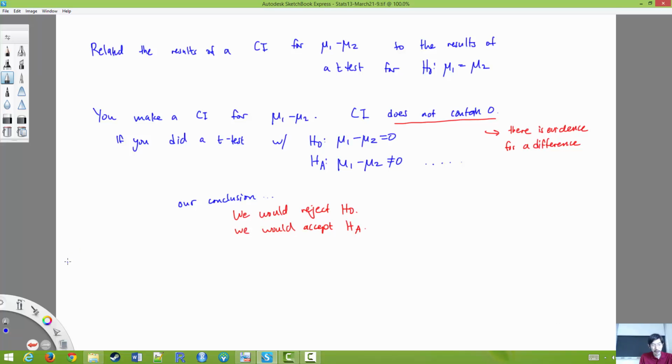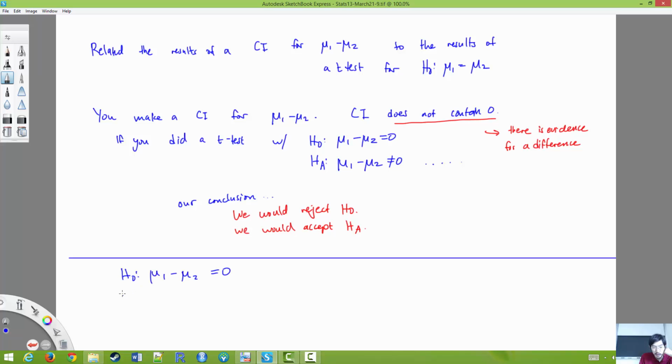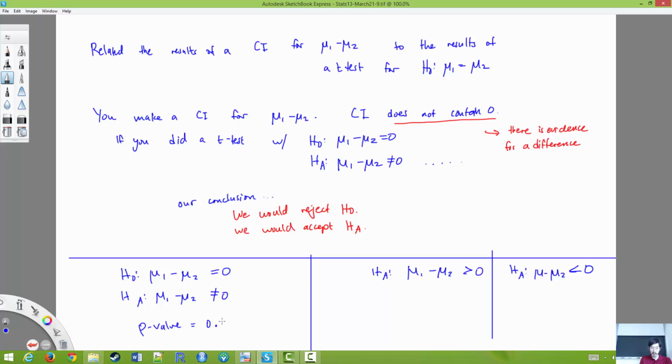Let me try another quick concept here. Let's say we did a test where you have the null mu1 minus mu2 equal to 0, and then the alternative mu1 minus mu2 not equal to 0, and over here the alternative mu1 minus mu2 greater than 0, and over here the alternative mu1 minus mu2 less than 0. Let's say over here your p-value is equal to 0.08. What is your p-value over here, and what's your p-value over here? Can you tell?